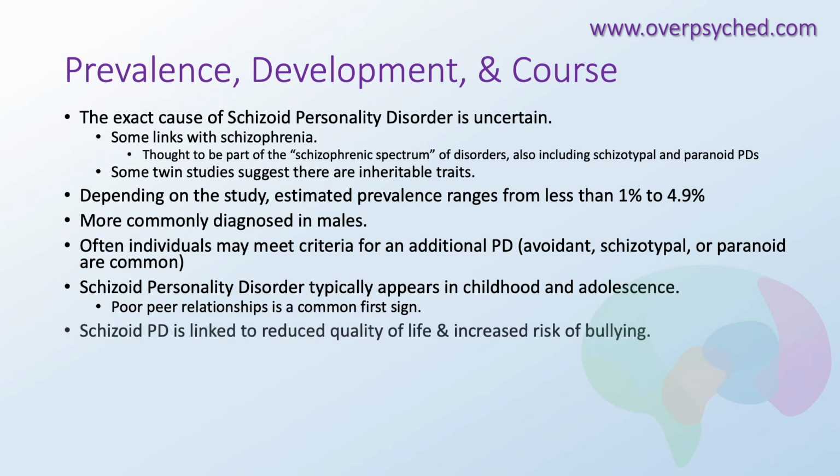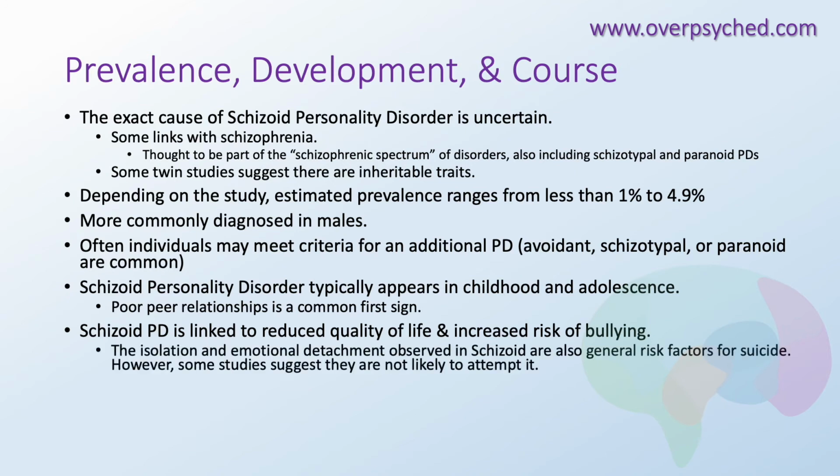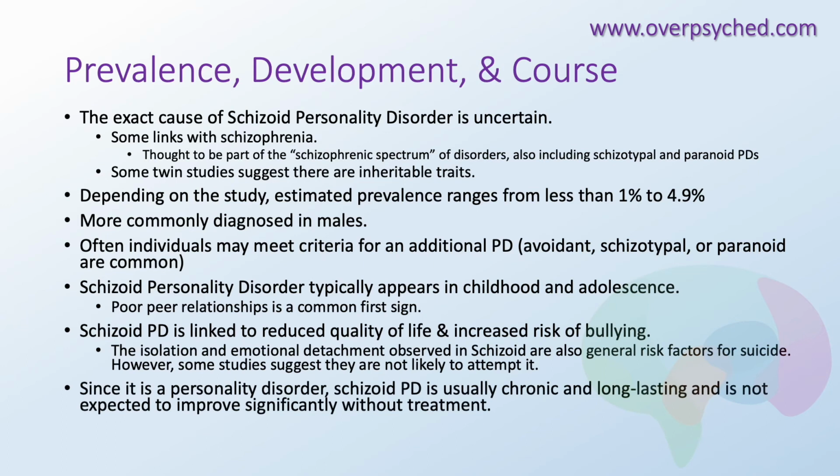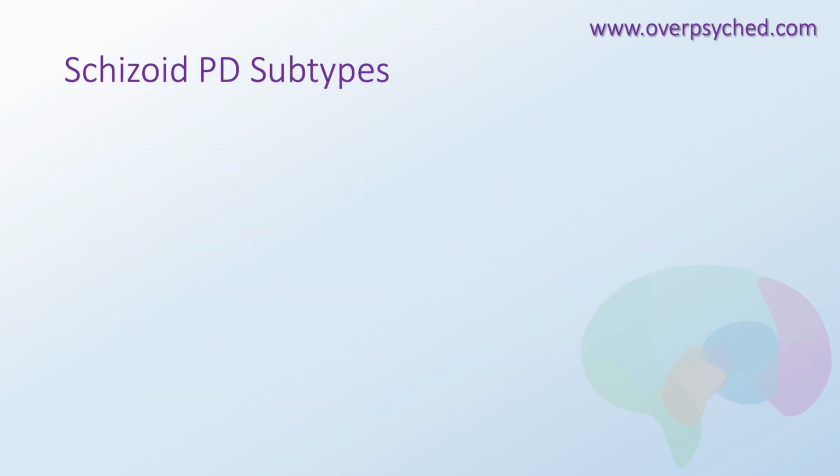Schizoid personality disorder is linked to a reduced quality of life and increased risk of bullying, which may also be an early sign in childhood or adolescence. The isolation and emotional detachment observed in schizoid are also general risk factors for suicide. However, some studies suggest they are not likely to attempt it. And since it is a personality disorder, schizoid personality disorder is typically chronic and long-lasting and is not expected to improve significantly without treatment. And before transitioning into the treatment, let's first discuss some of the subtypes.